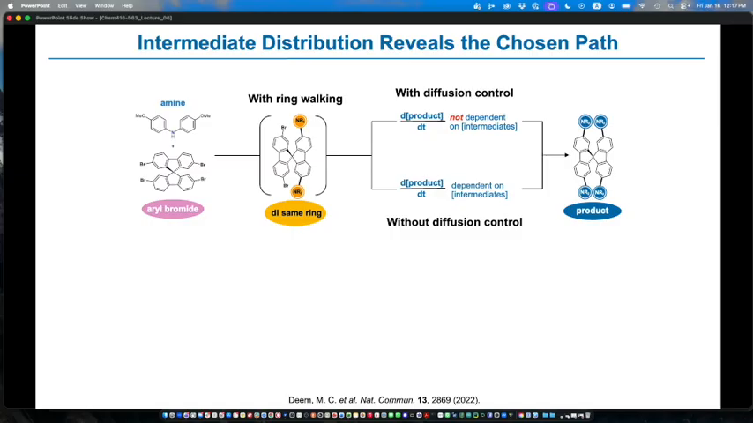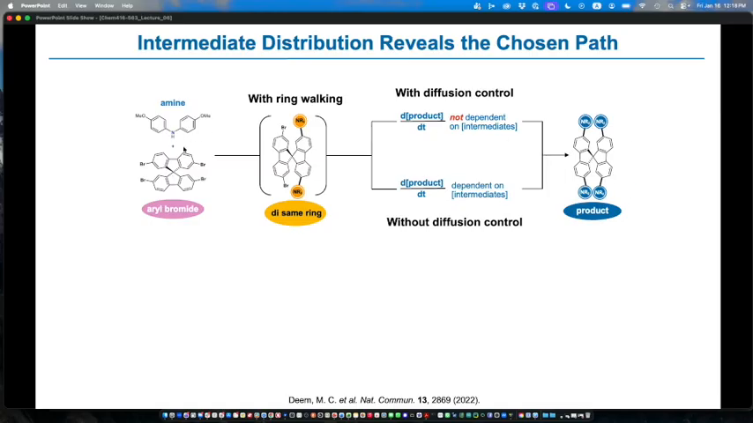We looked at it and said, look, there's a possibility that the time course analysis might give us insight. If I watch the rate of product formation over time, if diffusion control is happening, what that means is I should be able to see formation of the dye-substituted product, which then really its formation is not directly coupled to the formation of the product.